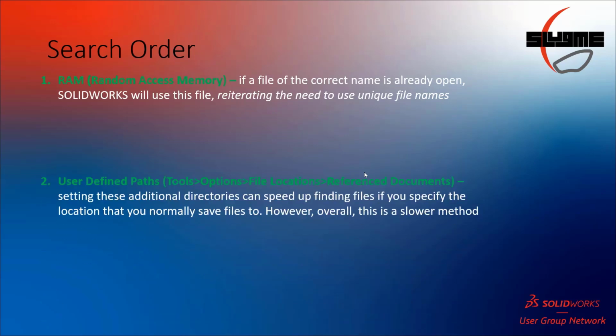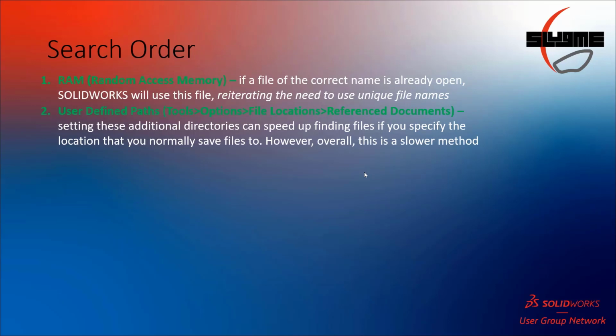The second place SOLIDWORKS is going to look is the user-defined paths, which is Tools, Options, File Locations, Reference Documents. We're going to talk more about this coming up, but these settings are additional directories that SOLIDWORKS will search in, which is nice if you know, all my files, I moved them from folder X to folder Y. You can put folder Y in there, and that's great, and that'll help speed up finding your files. But once you save that file, if you no longer need it, now you're slowing SOLIDWORKS down every single time you open any other SOLIDWORKS files. Again, we'll talk more about that one coming up.